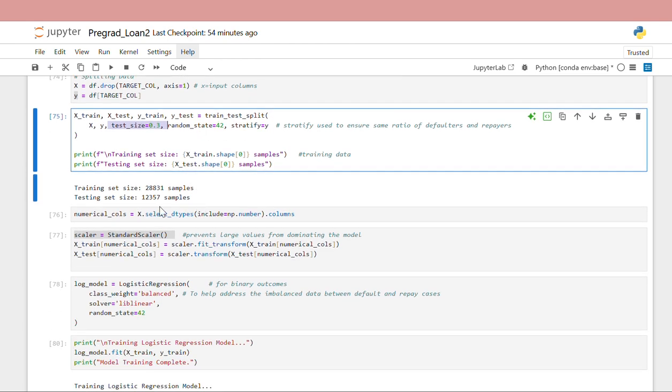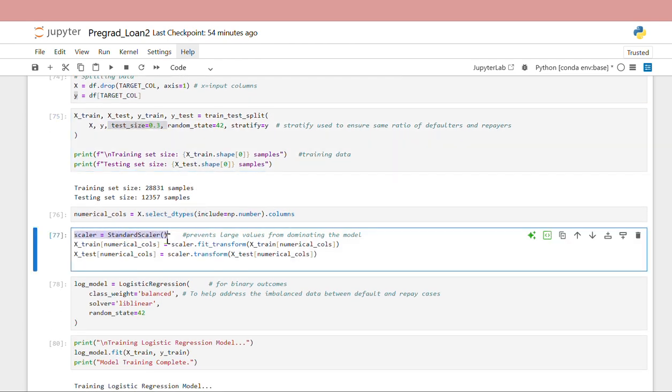After splitting, I used the standard scaler function to scale all the numeric columns. Scaling helps so that large values like income do not dominate smaller ones like credit score. It brings all the numbers to a similar range, improving model performance.